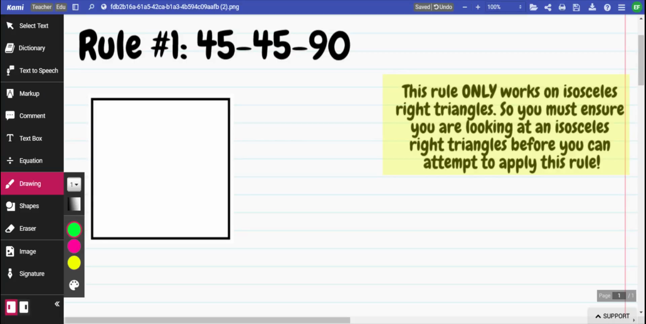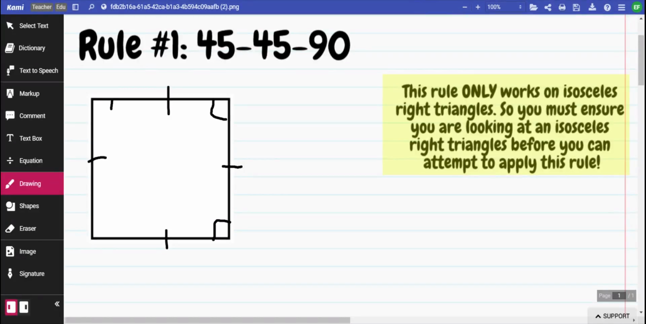So showing you first, where does the rule come from? We are talking about triangles, but the rule does stem from a square. But we want to go ahead first and take a look at a square where we know that all of our sides are going to be congruent, and we have 4 right angles.